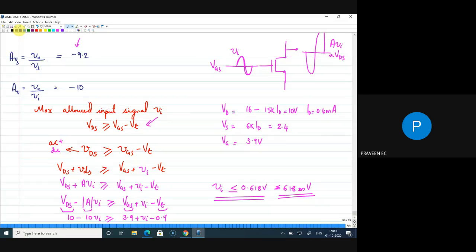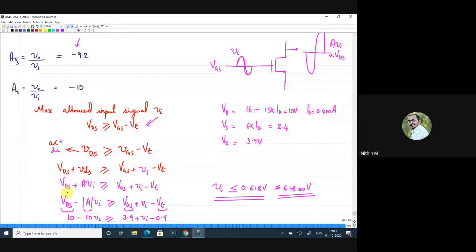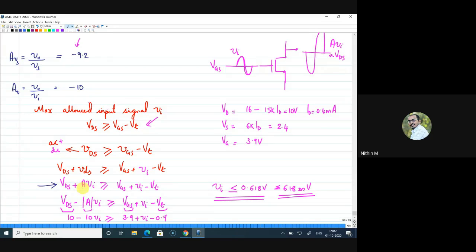Excuse me, sir. Yes, Praveen. Sir, how did you take that minus sign, sir? Minus mod of A into Vi? Yeah. Are you clear with this equation? Yes, sir. Yeah, then you can go ahead with this. What is the A value in this question? Minus 10, sir. Yeah. So if you substitute minus 10 here, directly you will get this equation only, 10 minus 10 Vi.